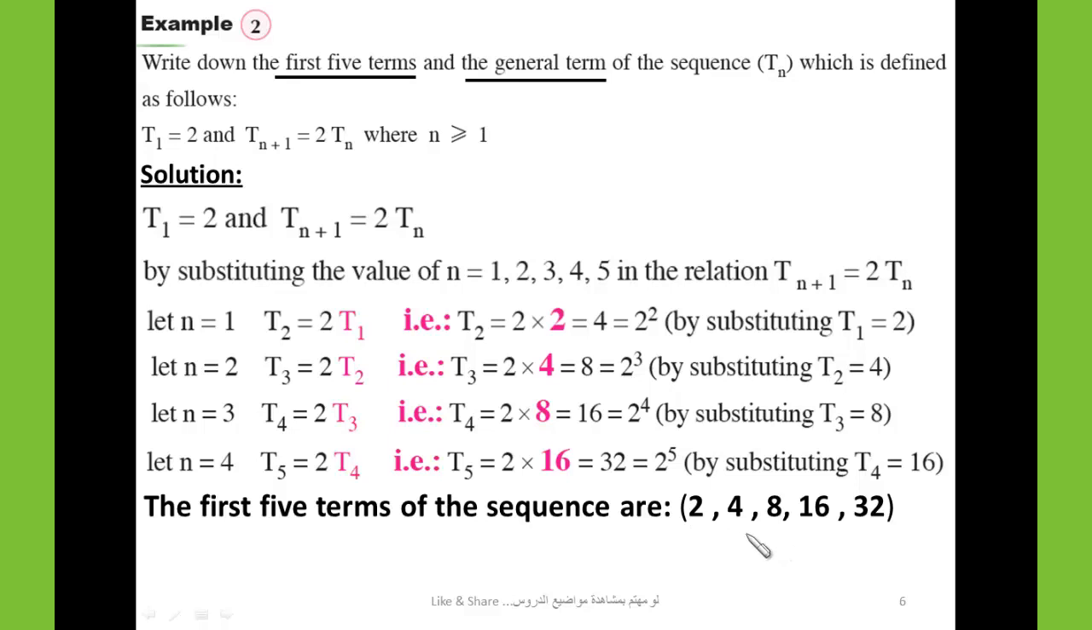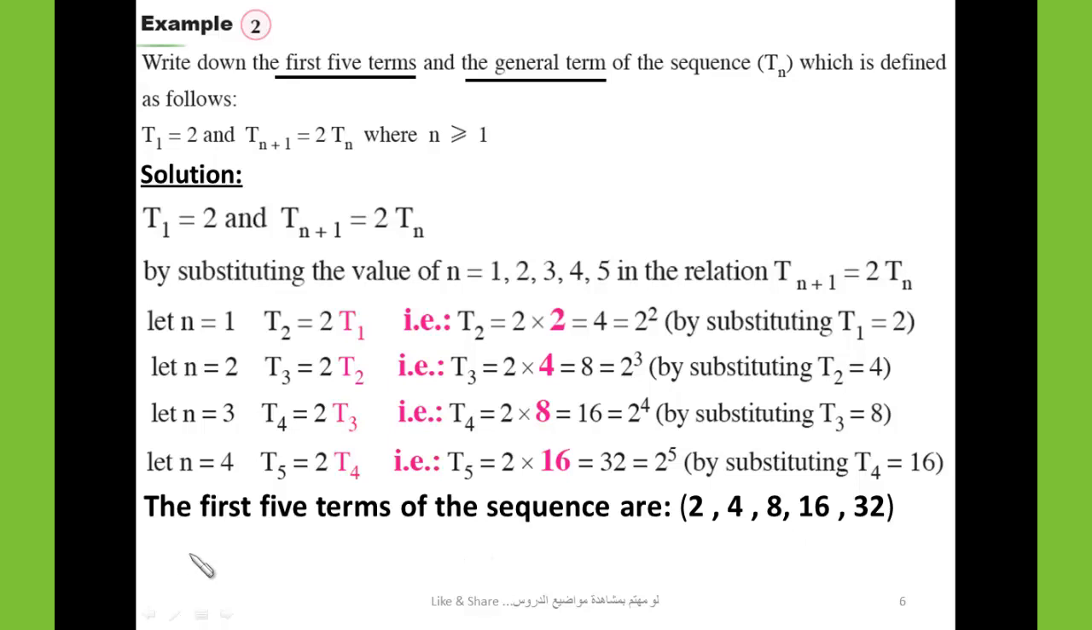So what is the relation between any term and its order? Don't forget, the order of first term is 1, the order of second term is 2, the order of third term is 3, and so on. All of this equals 2 power 1, 2 power 2, 2 power 3, 2 power 4, 2 power 5. So the nth term equals 2 power n, and this is the rule.